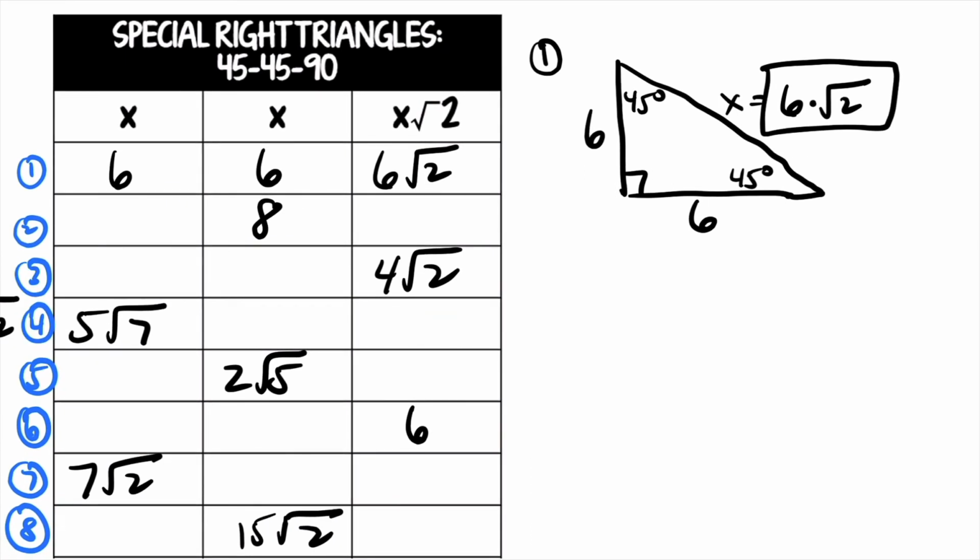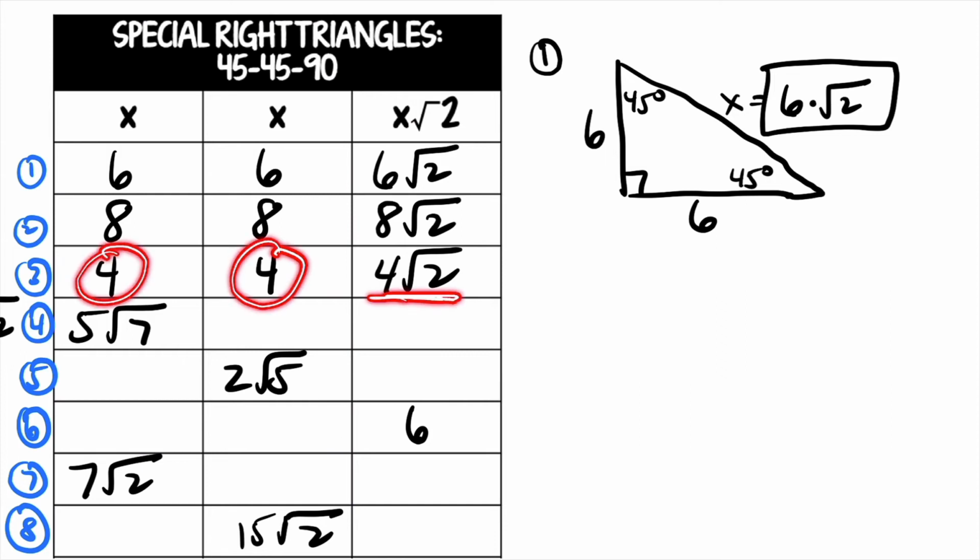Okay. Number 2, they give you a leg. They say the leg is 8. So what's the other leg going to be? 8. Without doing any math, what is the hypotenuse going to be? There you go. Look at number 3. Yeah, it's going to be 4, right? Kind of doing it backwards because this is 4 and this is 4. If I multiply either one of these guys by the square root of 2, I'm going to get this, right? You're just dividing by the square root of 2.